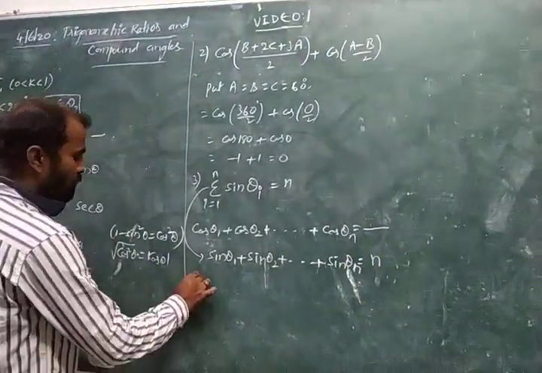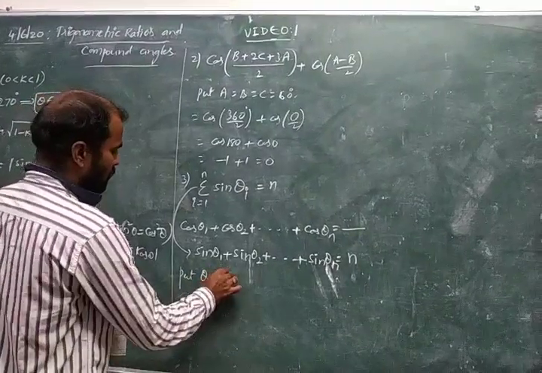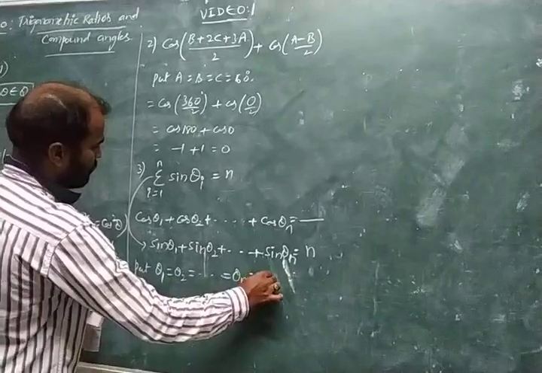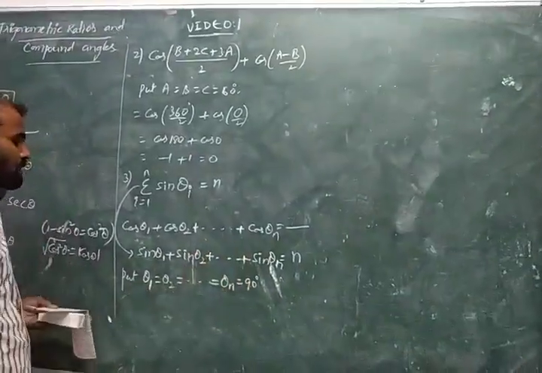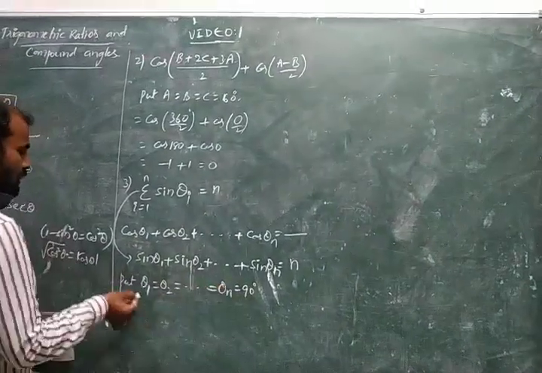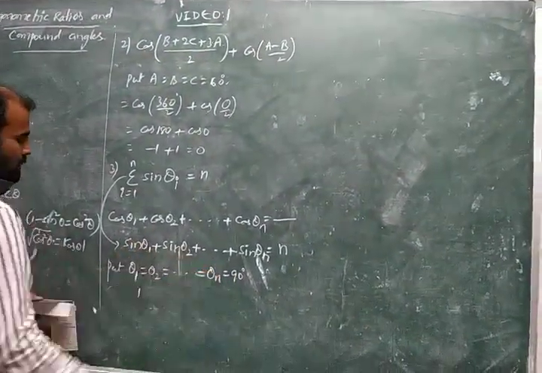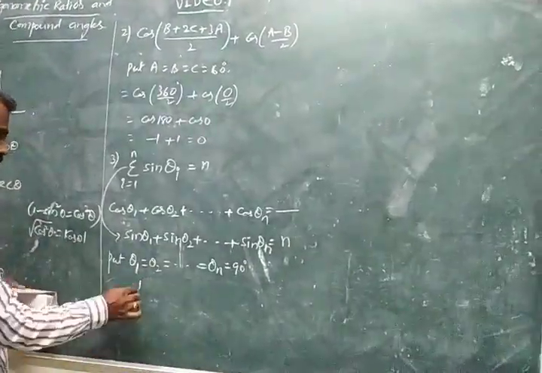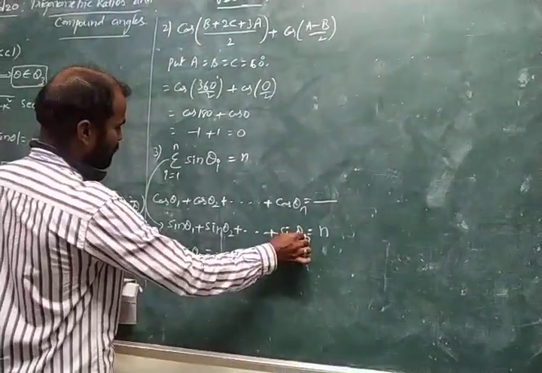Now give theta 1, theta 2 and theta 3 some values. Theta 1 equal to theta 2 equal to theta n equal to 90 degrees. Now verify by giving theta equal to 90 degrees whether it satisfies or not. Sin theta 1 is 1, since theta 1 is 90 degrees, so sin 90 is 1. Sin theta 2 at 90 degrees is also 1, plus and so on, sin theta n at 90 degrees.